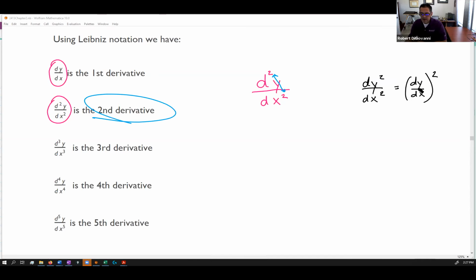See, this right here is the first derivative squared. That is not the same as the second derivative. The second derivative is take the derivative, then take the derivative again. The first derivative squared is just take the derivative and then square that answer. So he didn't want this happening, so he offset these 2's. And you can see it, same here. He offset the 3's, offset the 4's, offset the 5's.